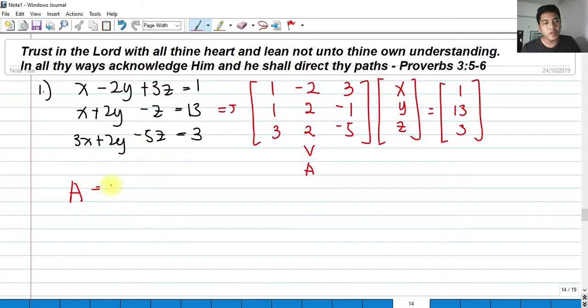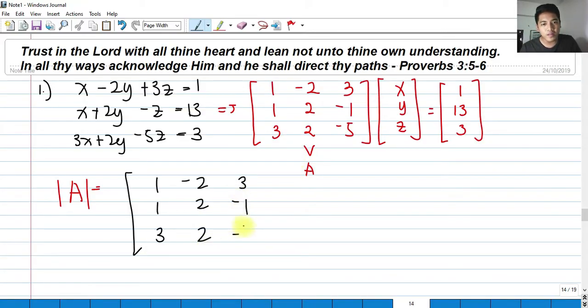If we're going to get the determinant of matrix A, that is a determinant of a 3 by 3 matrix. So we have 1, 1, 3; negative 2, 2, 2; 3, negative 1, negative 5. Take note that we are going to copy the first two columns of this matrix in order for us to get the determinant.